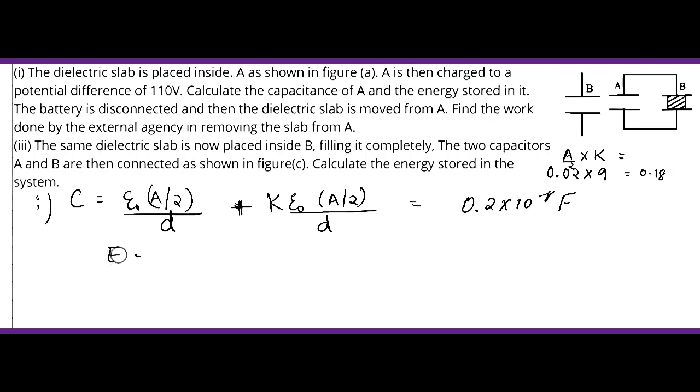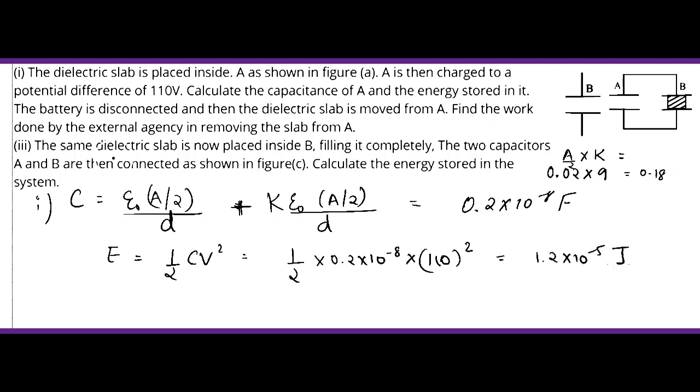Now the next question is to find the energy stored in it. The energy stored initially is half CV square, so its capacitance is 0.2 into 10 to the power minus 8 into the voltage 110 square. That turns out to be 1.2 into 10 to the power minus 5 joules.